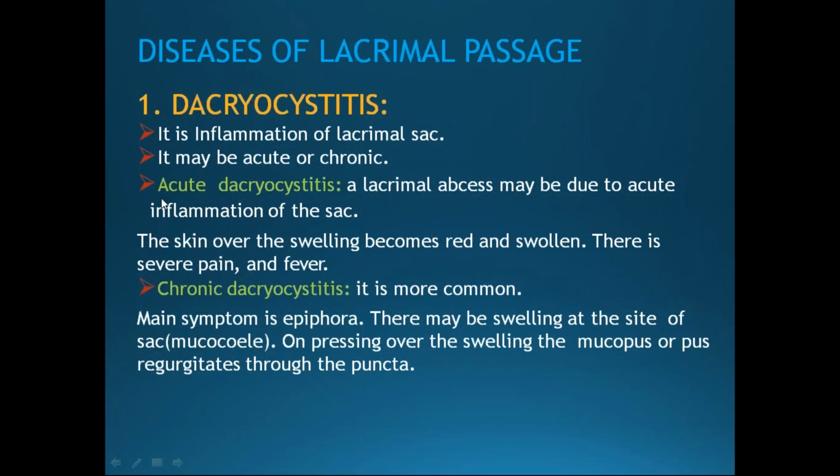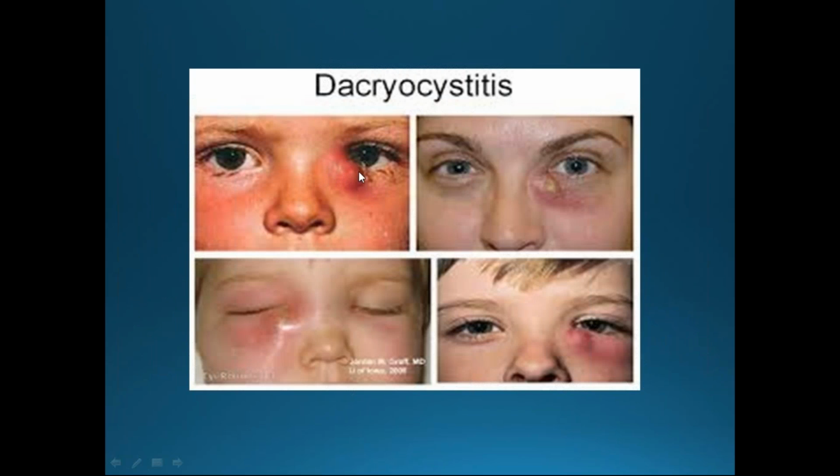Whereas acute dacryocystitis presents as a reddish swelling. The skin over the sac becomes red and swollen. Sometimes there can be pain and fever. In chronic dacryocystitis, the predominant symptom is watering or epiphora. Once you press over the sac, you can see the pus coming up from the punctum. That is chronic dacryocystitis. This is acute dacryocystitis, where you can see redness and swelling over the lacrimal sac, and there will be severe pain. Sometimes fever can be there.